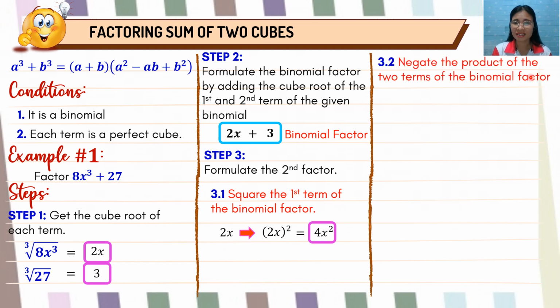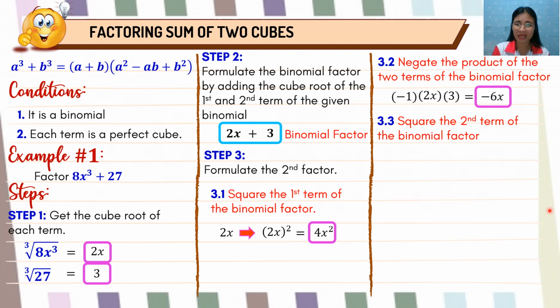Next is negate the product of the two terms of the binomial factor. So when we say negate, meaning multiply it with -1. Or we have -1 times the first term of the binomial factor 2x, and then the second term, which is 3. And -1 times 2x times 3, that is equal to a -6x.